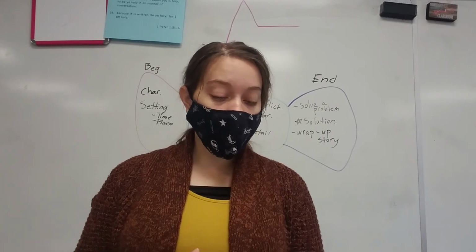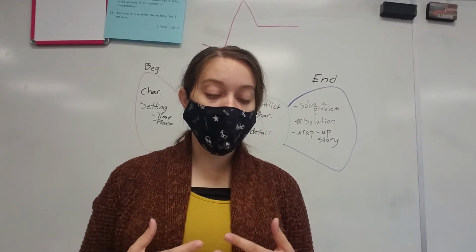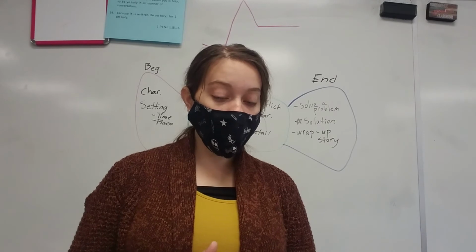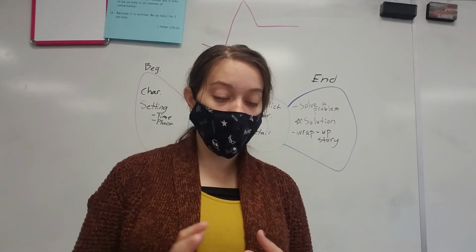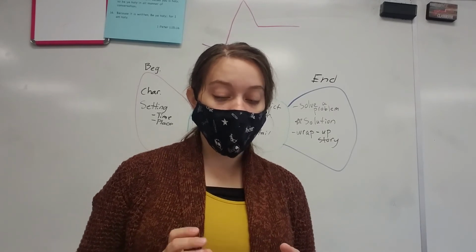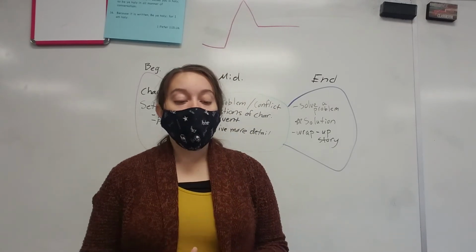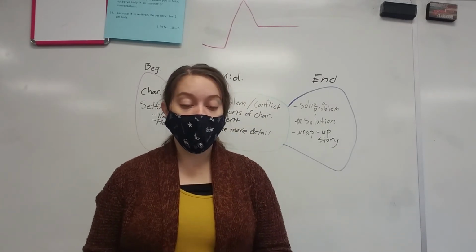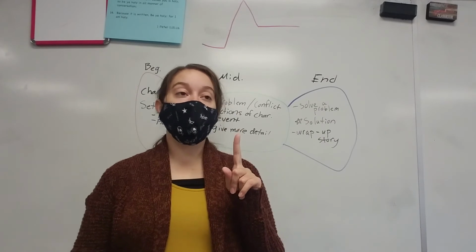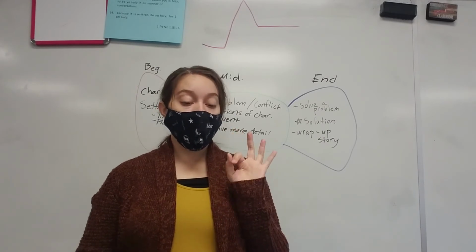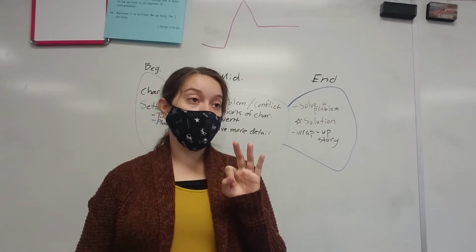Okay, so look at this bottom part. It says, find the parts of the plot. Write the number of the event that fits in the beginning. Write the number of the events that fit in the middle. And write the number of the event that belongs in the end. So there's going to be one that goes in the beginning, one that goes at the end, and the other 3 will go in the middle, okay?